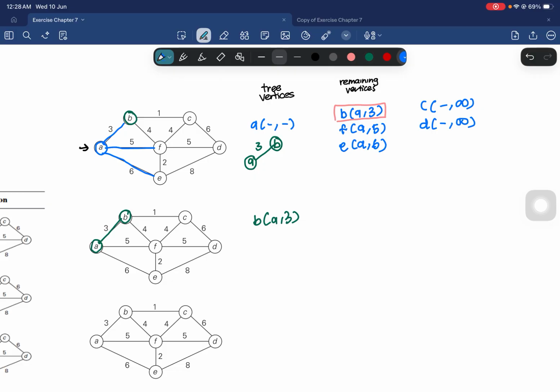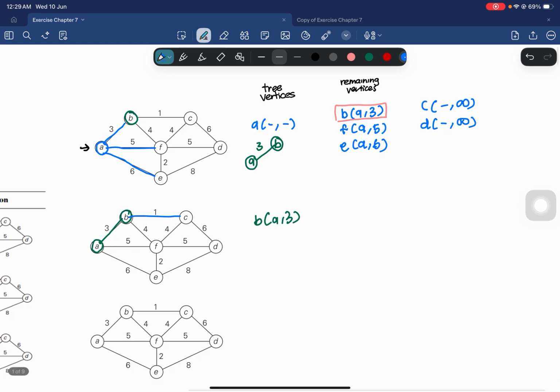Then if we take B, we have A and B connected. Then we need to find which node is connected to any other node. Which node is connected to A or B? So we have C. We have F connected by B or connected by A. But which one is the shortest? The shortest is 4, so we take this path instead. And then A connected to E. Right. So we list down again.